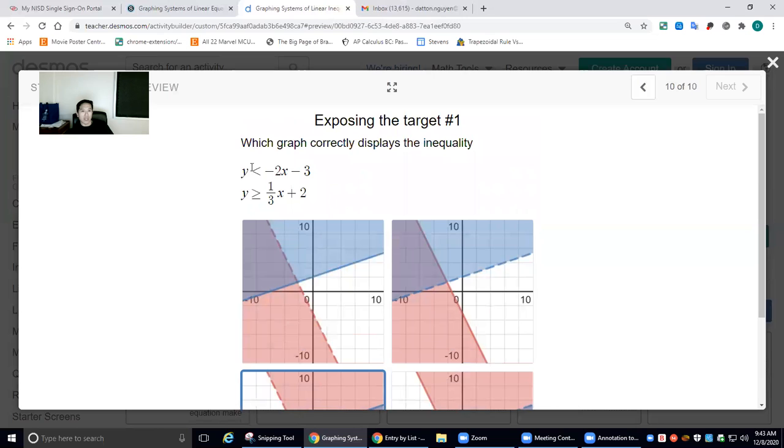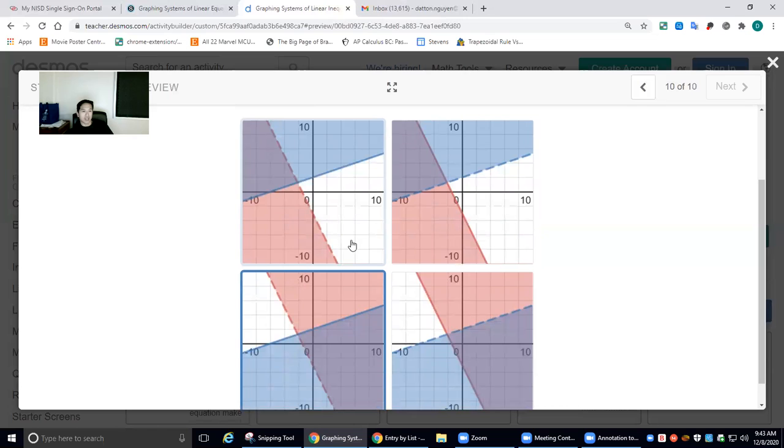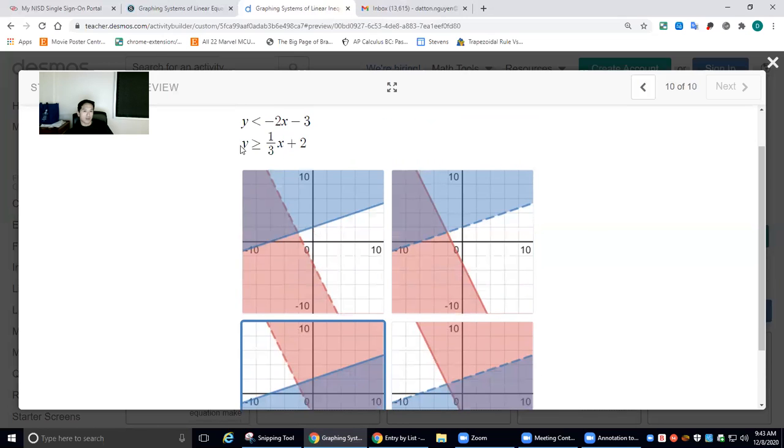Second, it is y less than. So that means it has to be a dashed line. So you notice I have two dashed lines here, right? But these are not dashed where they're crossing the y-axis. For the second equation, it says y is greater than or equal to 1/3 x plus 2. So greater than means above the graph, which is these two, but it has to be a solid line. So again, use your knowledge of what we just learned and review together and pick the right one. So I'm going to go ahead and stop recording.